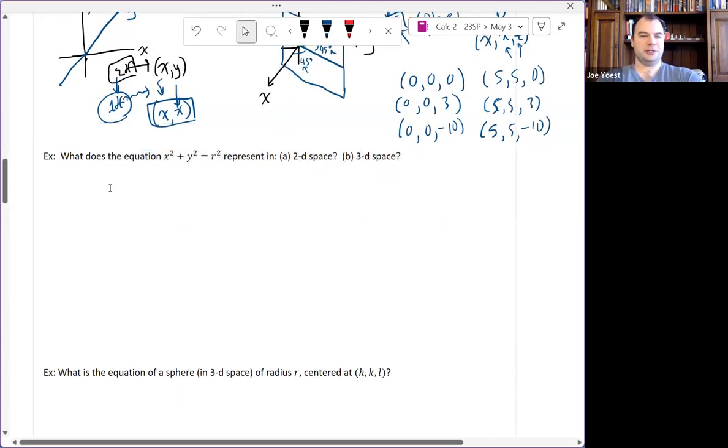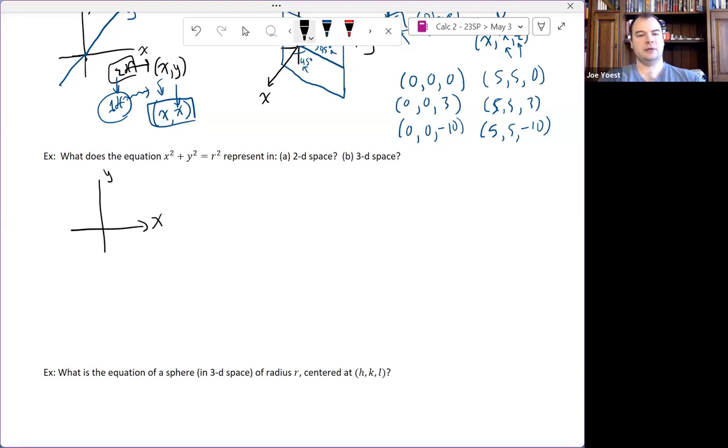So what does this equation, x squared plus y squared equals r squared, represent in 2D or 3D? So in 2D, this of course represents a circle with radius r. I start with 2 degrees of freedom. I have one constraint. This drops me down to 1 degree of freedom. 1 degree of freedom is a line.